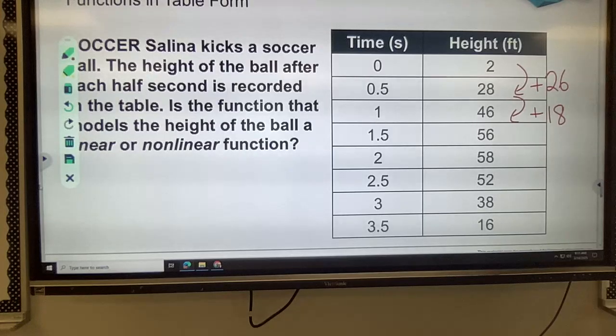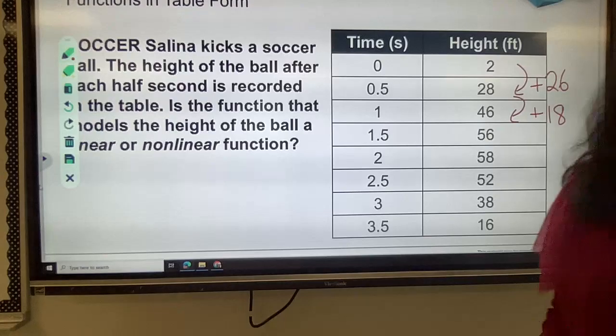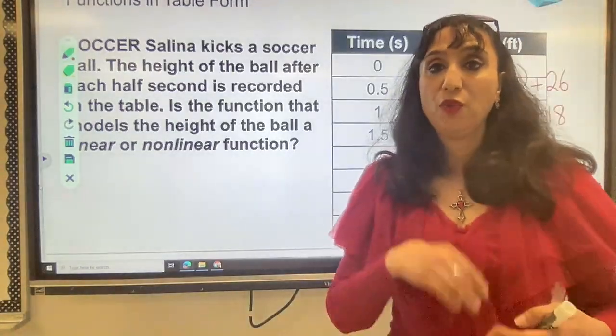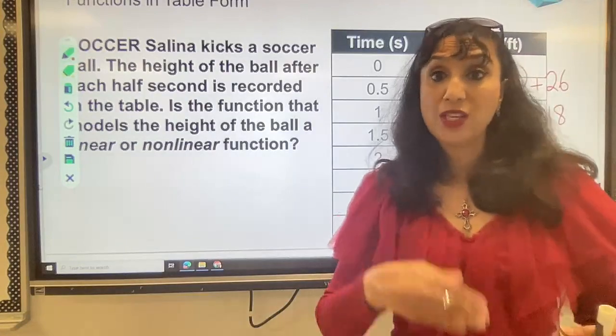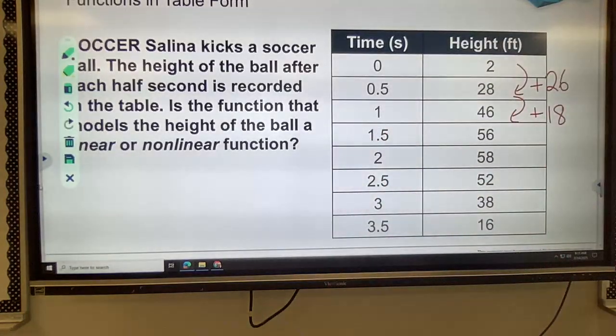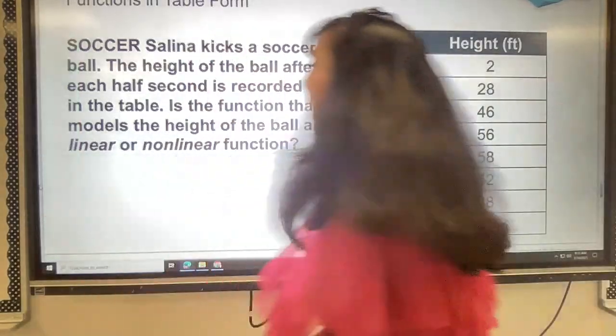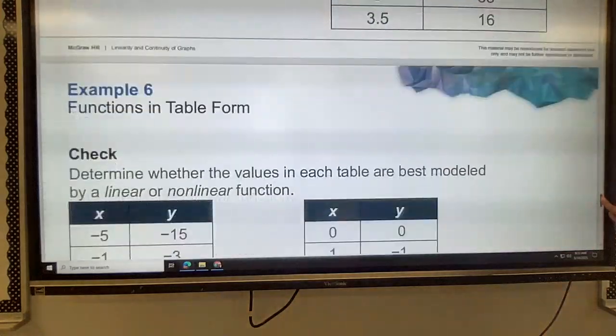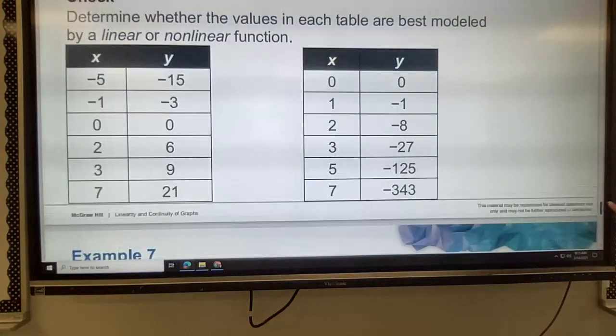So here it increased 26 feet, here it increased 18 feet, and because the change in the height varies over the two equivalent intervals, the height of the soccer ball must be modeled by a non-linear function. If it was a linear function, it would be going exactly the same amount, it would be plus 26, 26, 26. But because it's going at those different intervals, the height of the soccer ball must be modeled by a non-linear function.